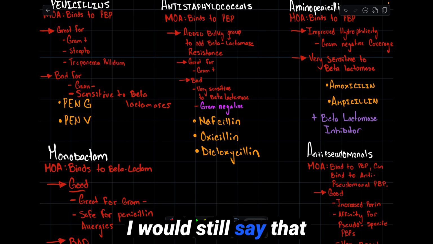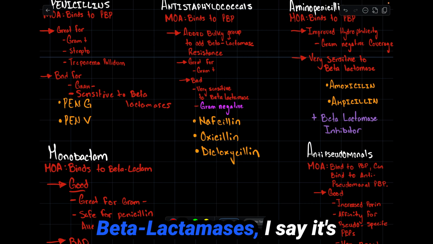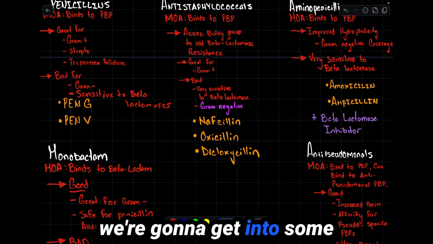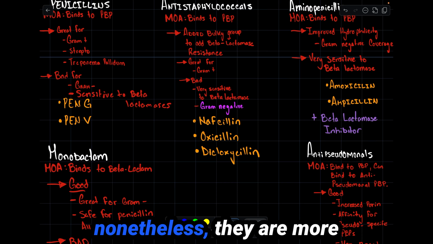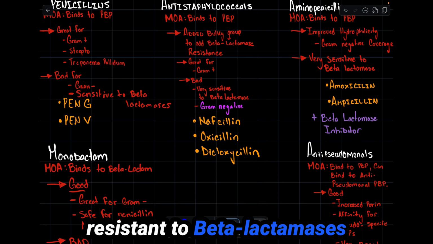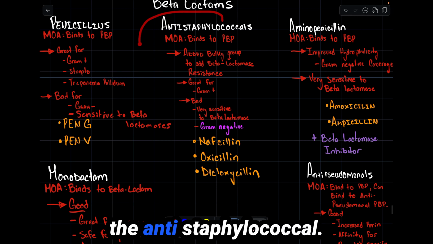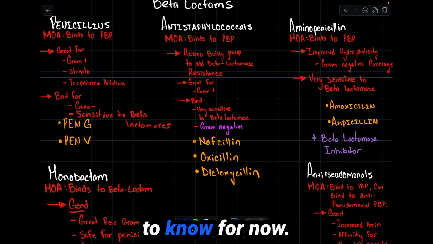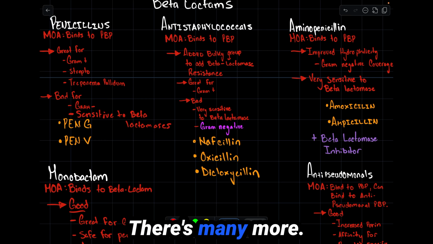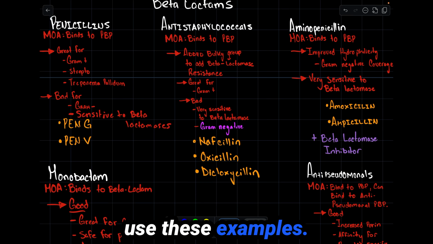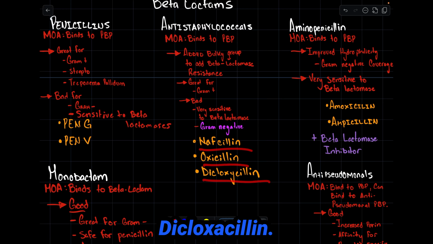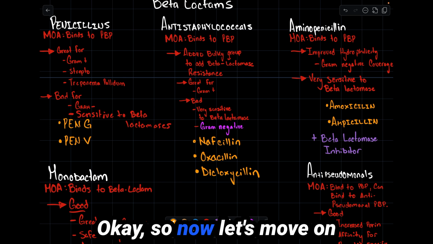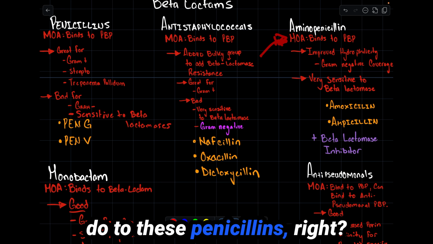I would still say that although it's stronger against beta-lactamases, it's relatively weak compared to the other antibiotics. We're going to get into some that are very strong, but nonetheless, they are more resistant to beta-lactamases than the original penicillins. The anti-staphylococcals have poor gram-negative penetration. The anti-staphylococcals to know for now, this list is not exhaustive. There's many more, but for now, let's just use these examples: nafcillin, oxacillin, dicloxacillin. Okay, I apologize. I see that there's a typo right here. Oxacillin.